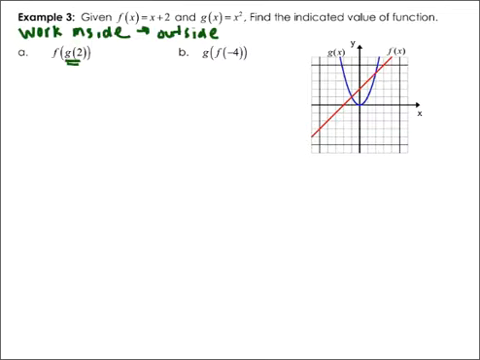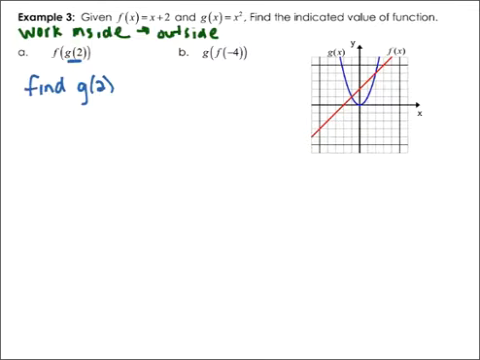Okay, look at your graph here. Your g graph is the blue one, so I'm going to make this blue. We're looking at the g function. So what it's saying is that x is equal to 2 for g. So if we're going to find g of 2 first, let's go over to the graph.